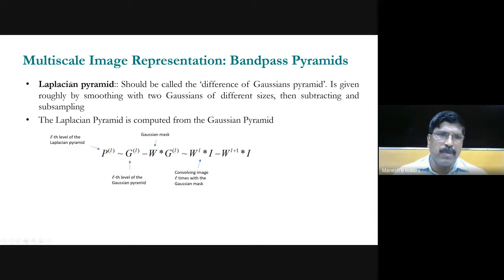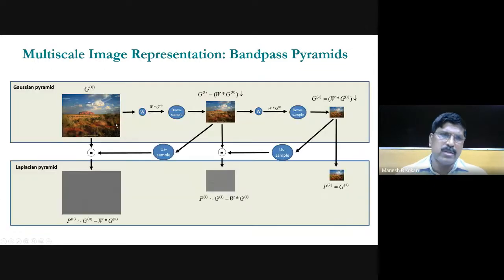So here the Laplacian pyramid is computed from the Gaussian pyramid. For example, this is the nth level of the Laplacian pyramid, P raised to L is the nth level. Then again, you are obtaining the nth level Gaussian pyramid from this. Again, you are using this Gaussian mask for this, and like that way you are convolving with the image, and finally you are getting the result. Okay, so look at this, how the bandpass pyramid is obtained.